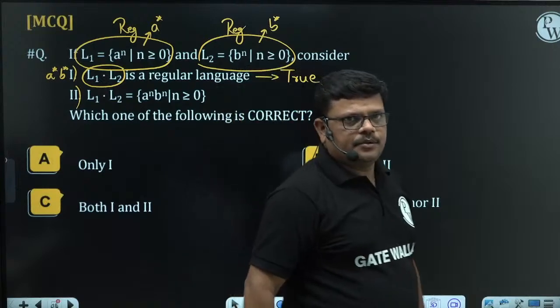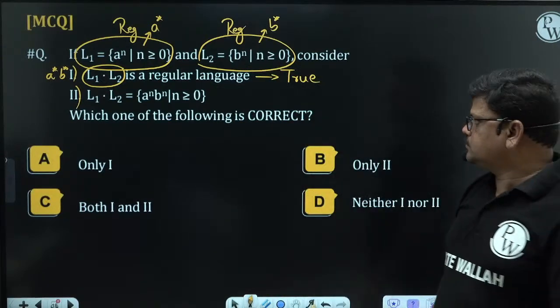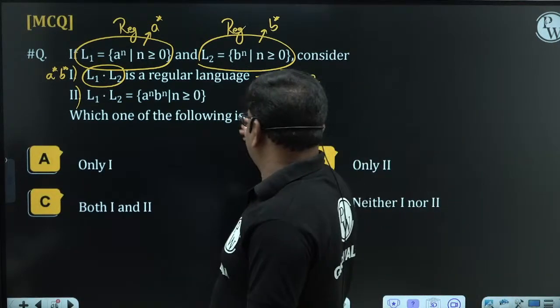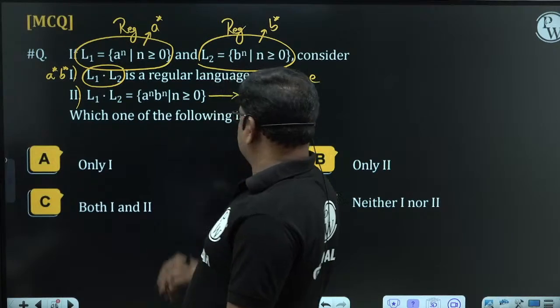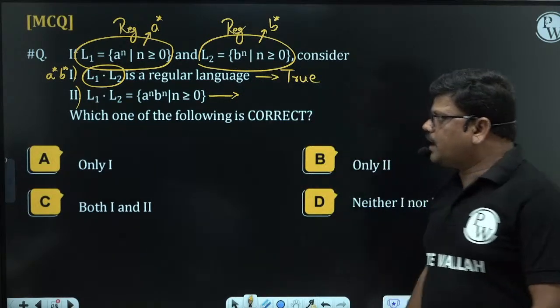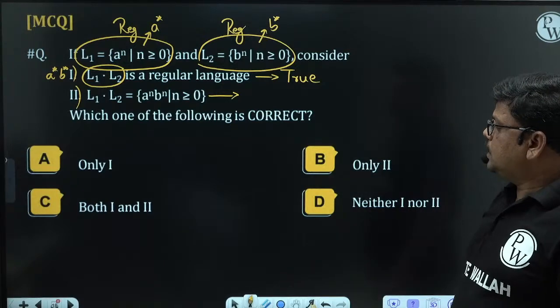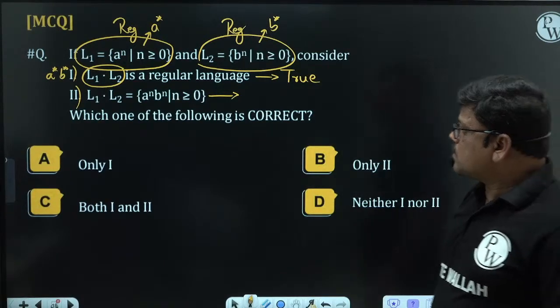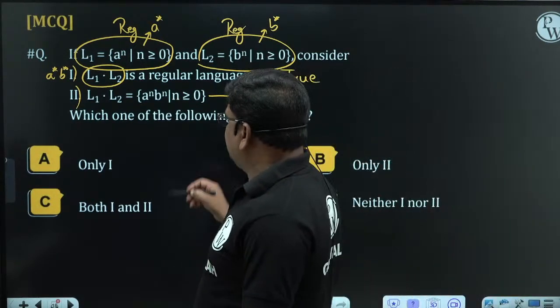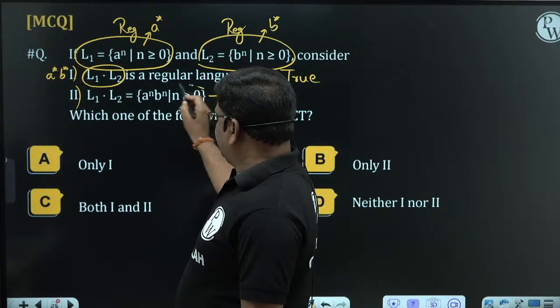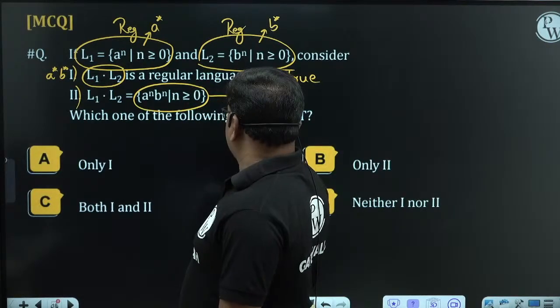This is clearly true. Then L1 concatenation L2. What is L1 concatenation L2? L1 concatenation L2 is nothing but, see, this language A power n, B power n, which is clearly non-regular.